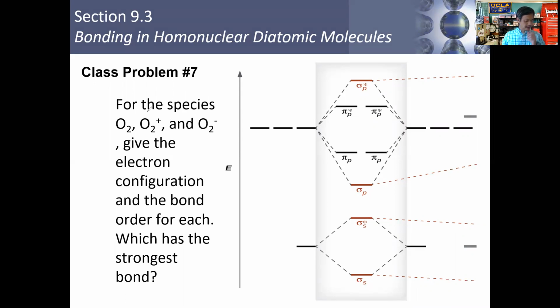Okay, let's go ahead then and write out these electron configurations for O2 plus. Remember, we have to account for the total number of electrons in each one. If in O2 we had 12 total electrons to account for, hopefully you recognize that in O2 plus we have to account for 11 total electrons.